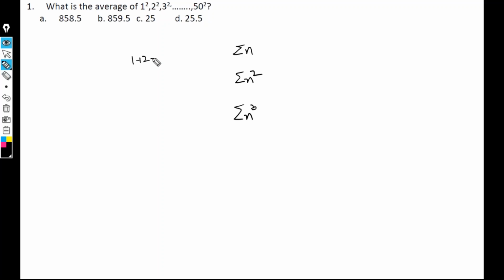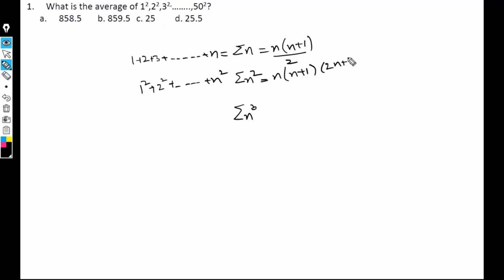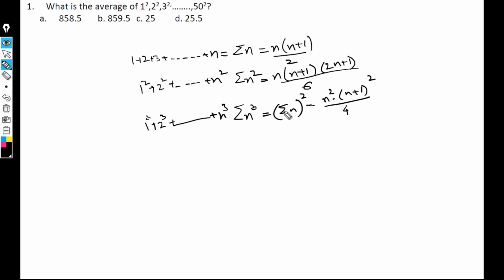Sigma n is the sum of the first n natural numbers, which is n into n plus 1 divided by 2. Sigma n square is 1 square, 2 square, and so on up to n square, which is equivalent to n into n plus 1 into 2n plus 1 divided by 6. And third is sigma n cube, 1 cube, 2 cube, and so on up to n cube. This is equivalent to sigma n whole square, which is n square into n plus 1 square divided by 4.